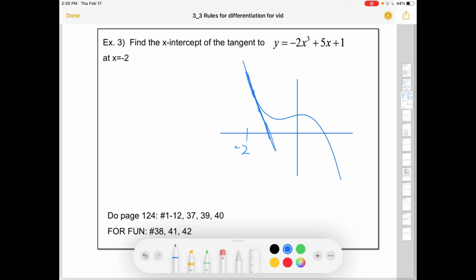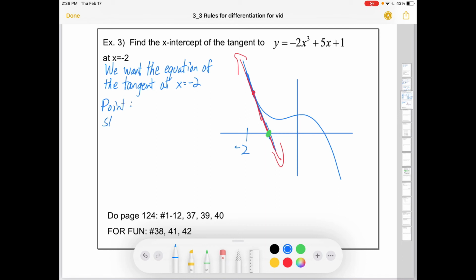If I draw in the tangent, maybe I'll put it in red here. There's the tangent at x equals negative 2 on some function. I'm looking for this kind of point. So there's a lot to unpack here. But I think it's clear that you're going to have to know the equation of that red line. You're going to have to know the equation of the tangent. And in order to find the equation of the tangent, you'll need to know the point and a slope.